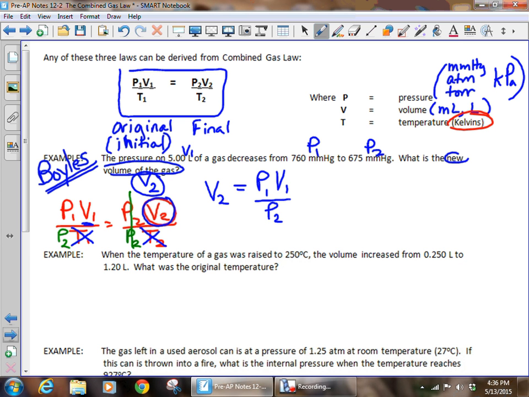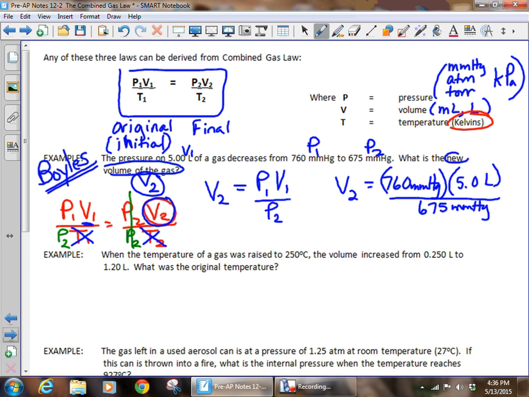I must see that. Remember, it's not green, so it has to be there. Now we plug in values. V2 is going to be equal to P1, which is 760 millimeters of mercury, times V1, which is the 5.0 liters, divided by P2, which is our 675 millimeters of mercury.